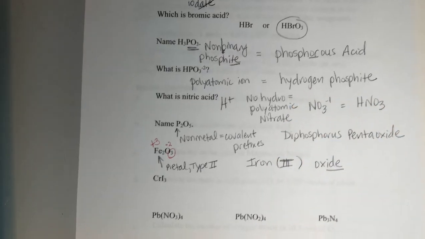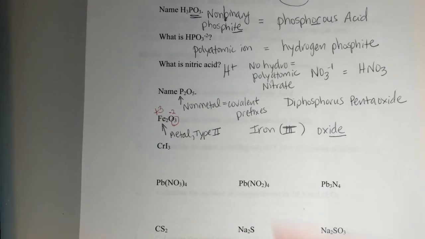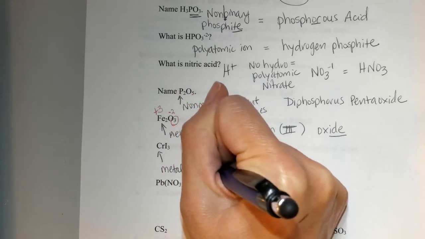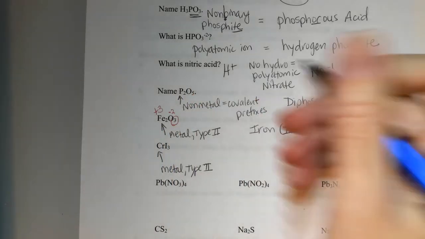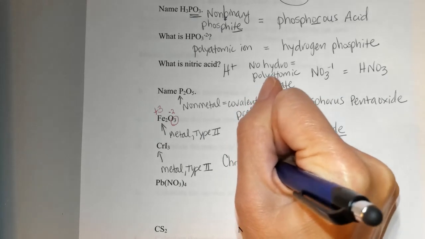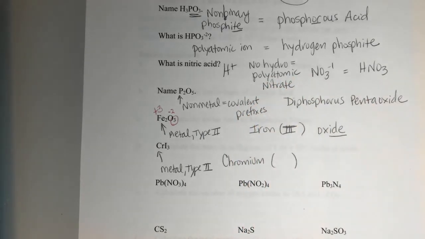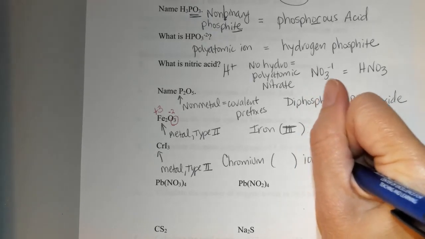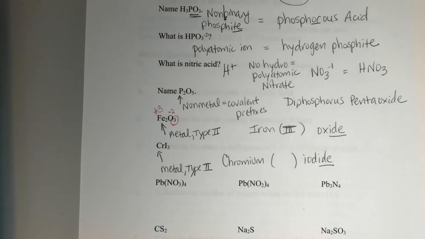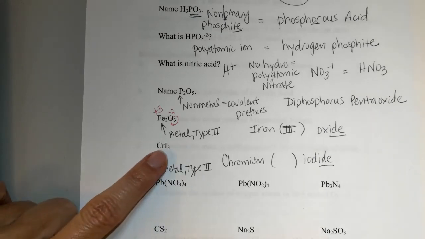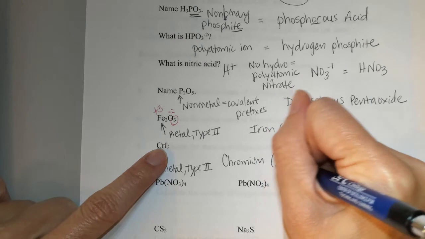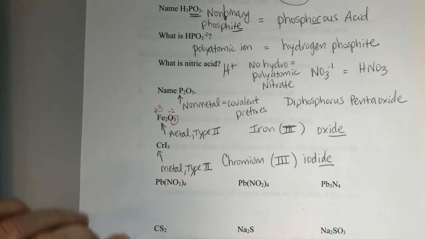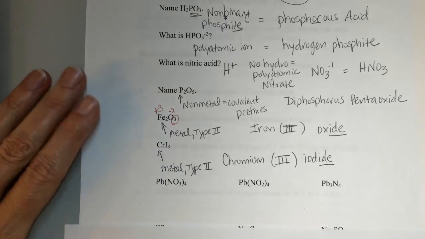All right, next one, CrI3. Again, chromium is a metal. It's a type 2 metal, a transition metal. So we're going to say chromium and then put parentheses and come back later for the charge. And then it's binary, so iodine becomes iodide. Now for the charge, since iodine is -1 and there are 3 of them present, the chromium here must be a +3 to balance. So chromium(III) iodide.